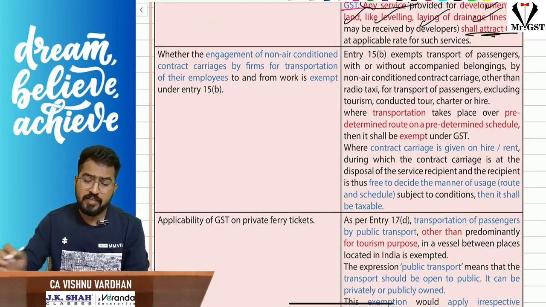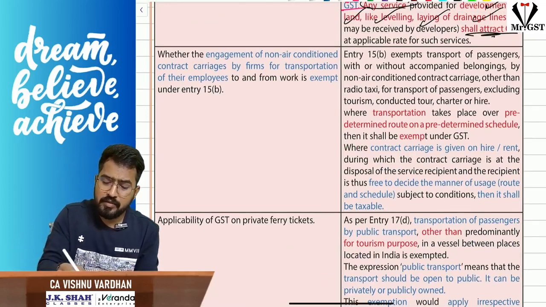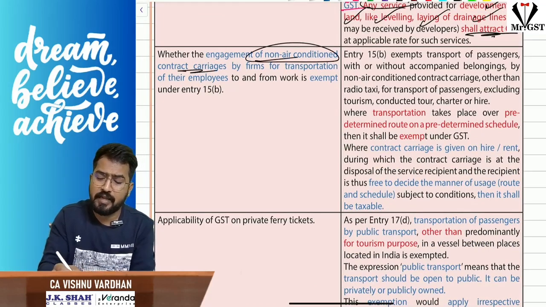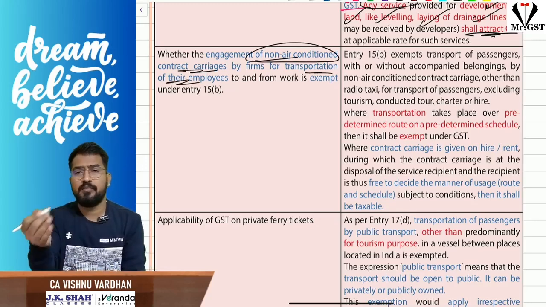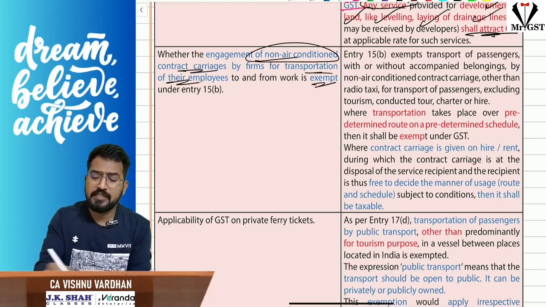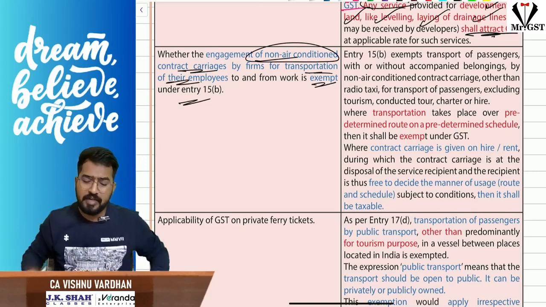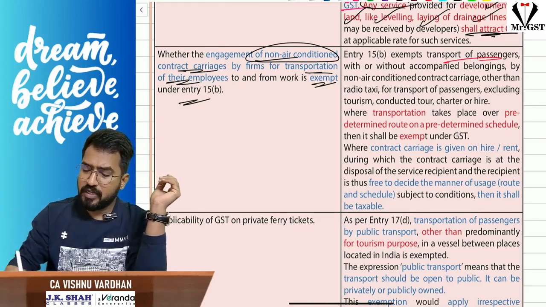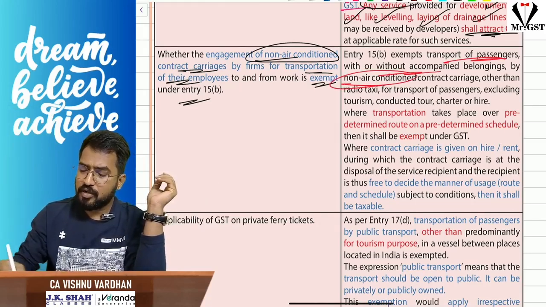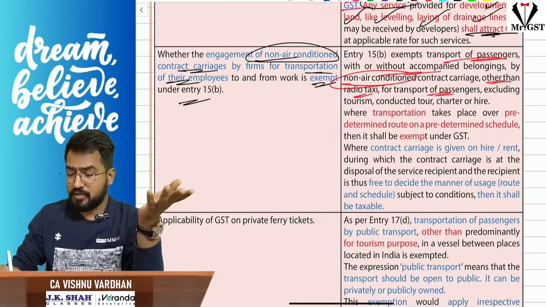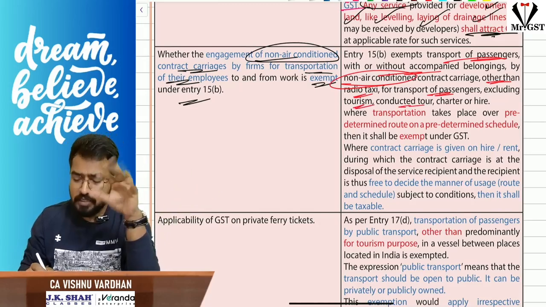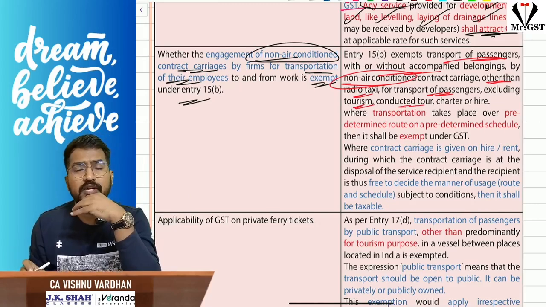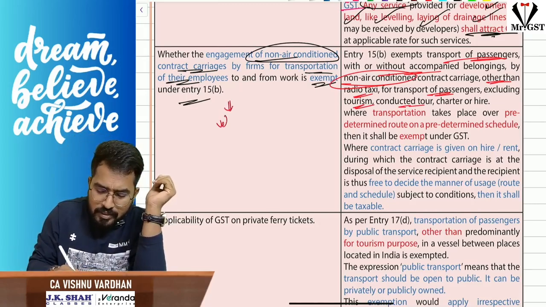So the next clarification is regarding, see, the corporate companies, etc., they will engage non-air conditioned contract carriages for transporting their employees to or from the workplace, whether that is exempt under GST under entry 15B. If you remember, entry 15B is nothing but transportation of passengers with or without accompanied belongings by non-AC contract carriage other than radio taxi or tourism, all the stuff we have just now seen. See, in that entry they have spoken about transportation of passengers. Here what you are doing, you are taking the vehicles on rent.